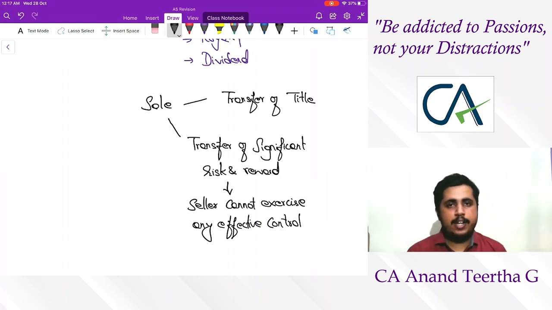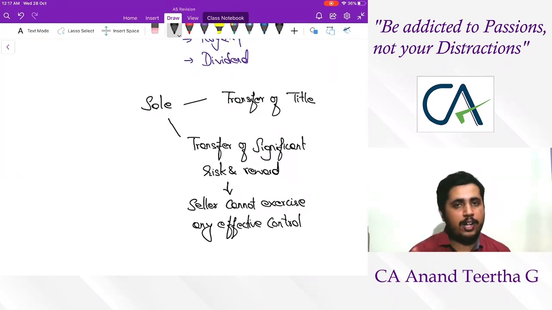So basically, for a sale to get completed, this point is very important. What is it? Significant risk and reward of that product should be transferred. Once the seller sells the product, the reward from that product goes to the buyer, and the risk of that product is with the buyer. I don't hold anything. Now don't bring warranty over here. Warranty is different, it's a separate contract. We are only talking about sale.